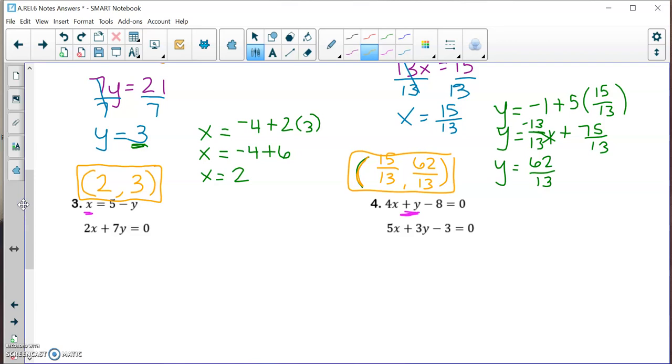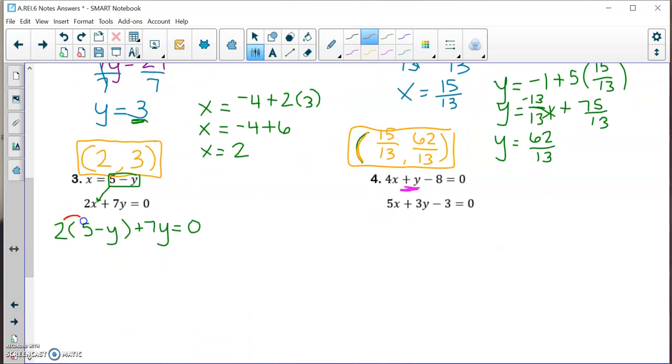Remember, you want to isolate one variable in one of your equations. Well, in number 3, we already have the variable x isolated in the top equation. So we don't have to do that first step that we've been doing for numbers 1 and 2. So I'm going to take this 5 minus y, and since it equals x, I'm going to put it in for x in my other equation. So I have 2 times 5 minus y plus 7y is equal to 0.